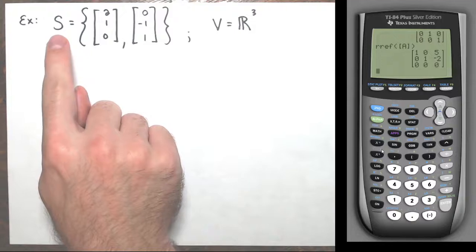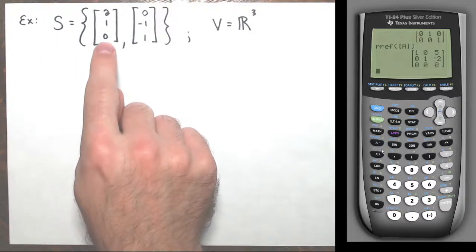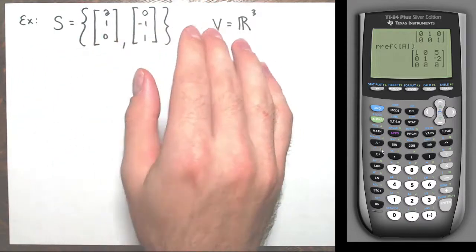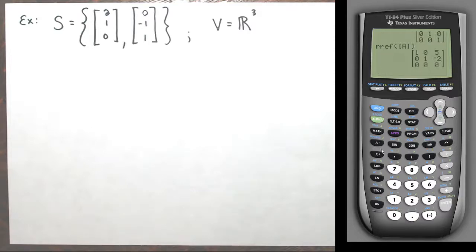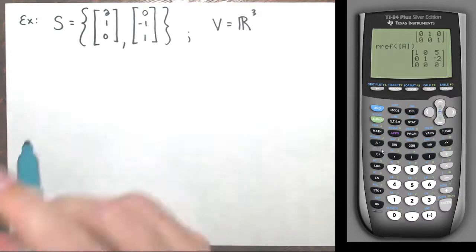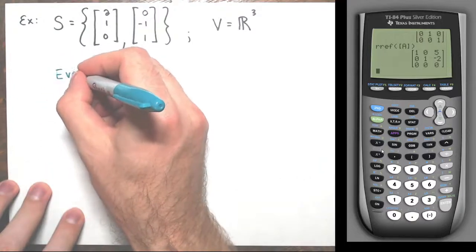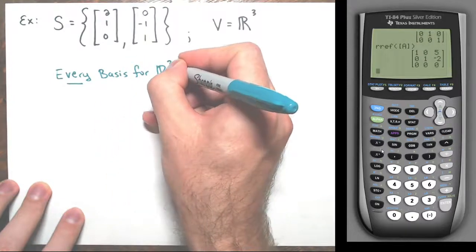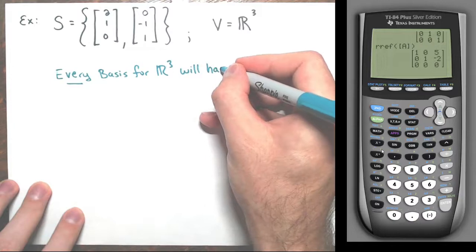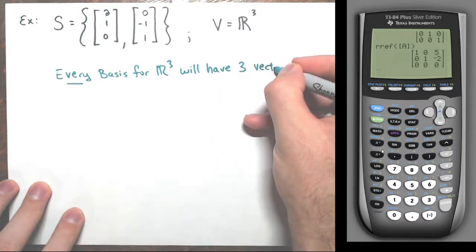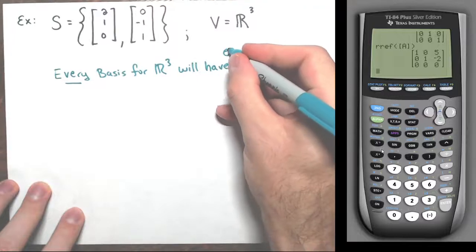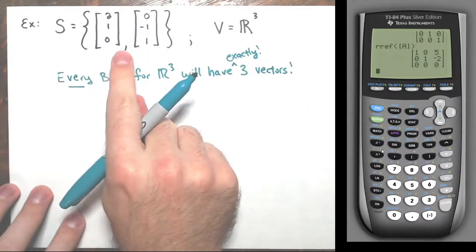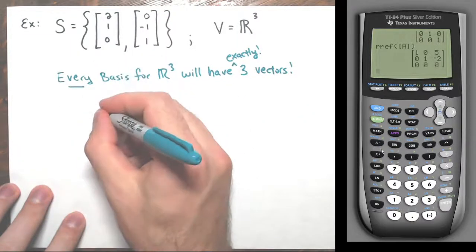Well, noting that here's a set of vectors. S says, there are 2 vectors from R3, with 3 components. And I'm asking, is S a basis for R3? No. Every basis for R3 will have 3 vectors. Exactly 3 vectors. I should say exactly 3 vectors. This does not have 3 vectors in it from R3. So S is not a basis.